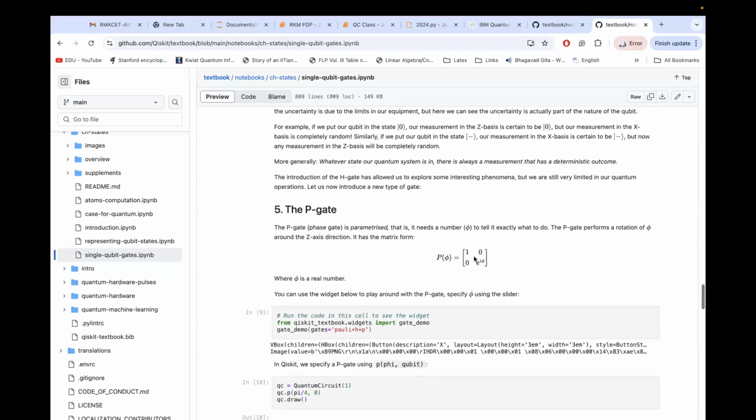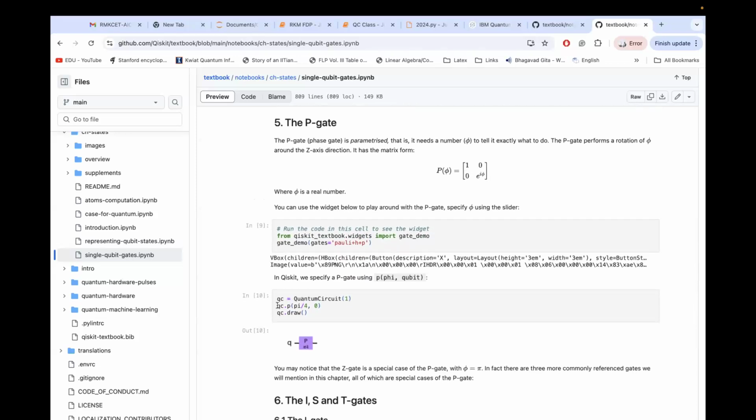What is this phase gate? The phase gate is defined in this way, like QC dot P of pi by 4, comma 0. So what is the meaning? It is going to have the matrix representation [1, 0; 0, e power i phi]. This phi is going to be defined here. This pi by 4 is nothing but the phi value. And here the 0 is which qubit it is going to act on. That is what it is.